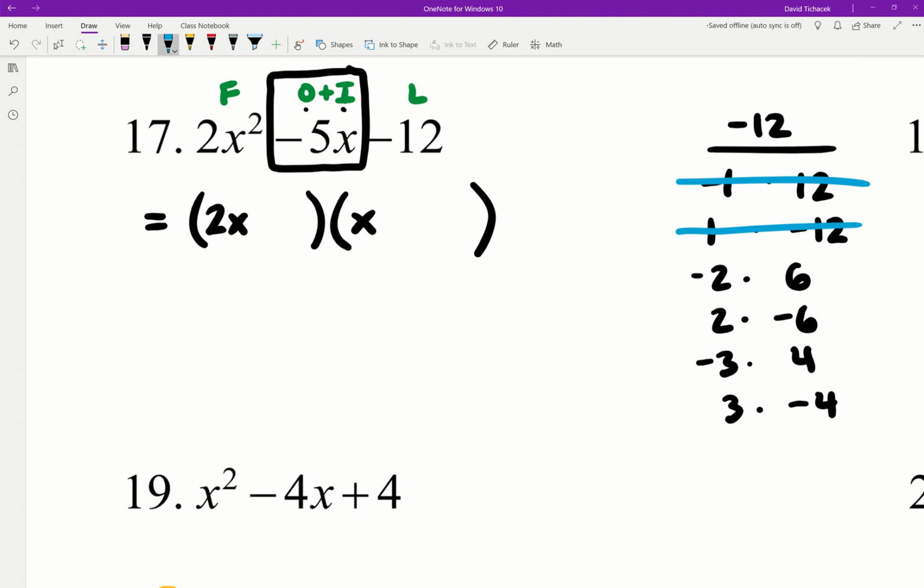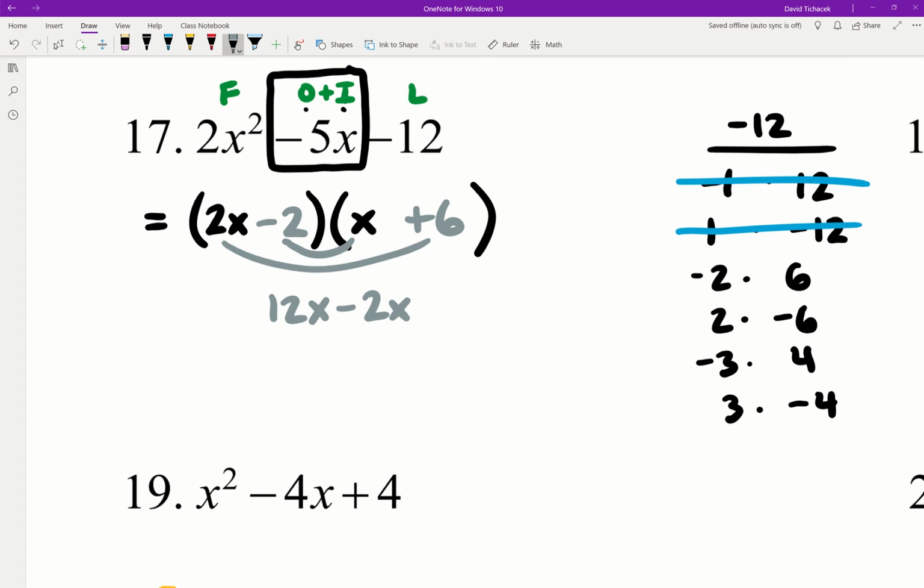You maybe suspect that maybe it's negative 2 and positive 6. Okay, well, if you do the outer and the inner on that, that would be the outer. That would be 2x times 6. It's going to give you 12x. And then do your inners. That's going to be negative 2 times x, or negative 2x.